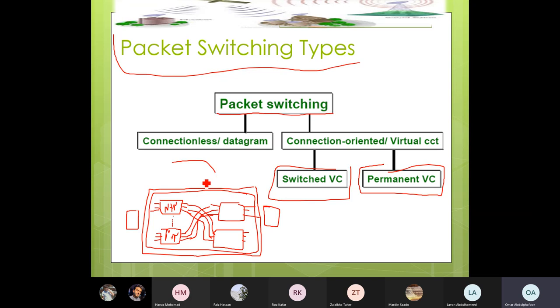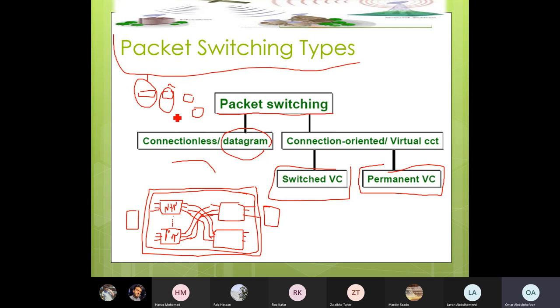If we are talking about datagram, in this case each packet is treated independently. So if we have different packets, 1, 2, 3, and 4, each packet will be treated independently. That means I will take care of 1. I don't care about 2, 3, and 4, whether they are received or not. I take care only about 1.